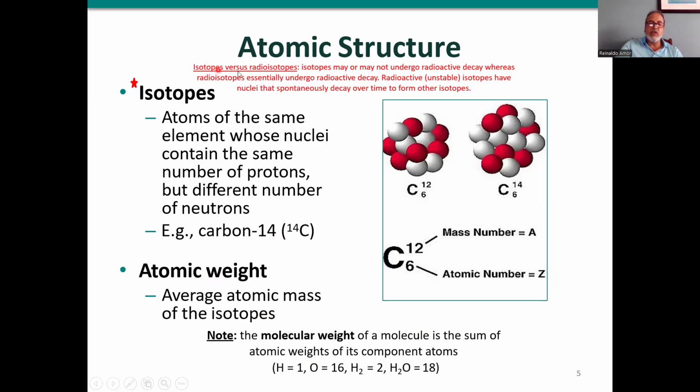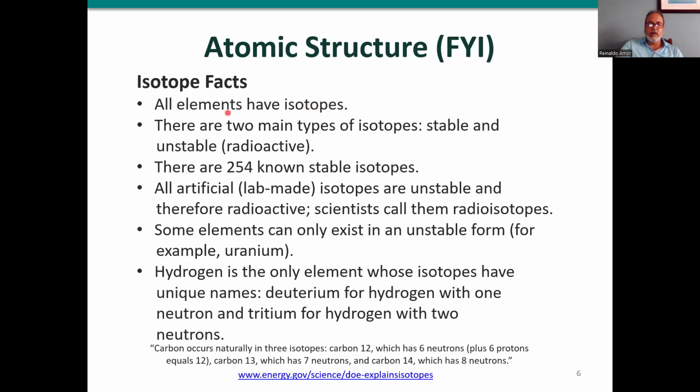Okay. Now we have isotopes versus radioisotopes. Isotopes may or may not undergo radioactive decay, whereas radioisotopes essentially undergo radioactive decay. So radioactive isotopes are unstable, and they have a nucleus that spontaneously decays over time to form other isotopes. Okay. So these are, for your information only, isotope facts. All elements have isotopes, just so you know. There are 2 main types of isotopes: stable isotopes and unstable isotopes. The ones that are unstable are known as radioactive isotopes.